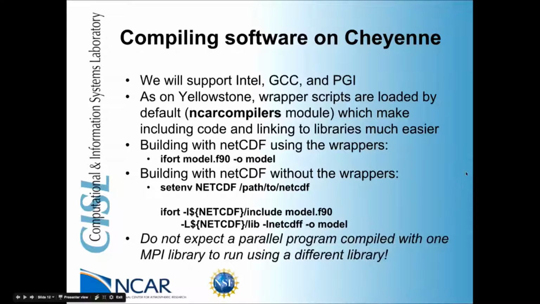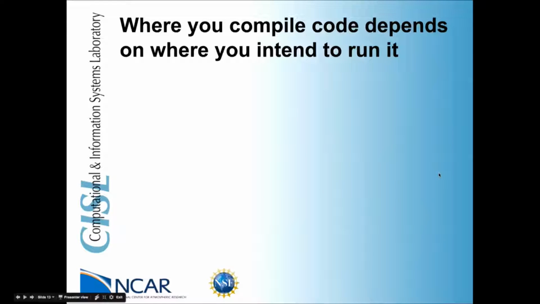Now, I said this before, but let me emphasize, don't expect to run a parallel program using one MPI that you compiled with a different MPI. So if I compiled, let's say, WRF with SGI MPT, and then I tried to run it with Intel MPI, I'm going to have problems. These need to be consistent. So if I build with a certain MPI, I need to use that MPI at runtime as well. It wasn't so much a thing to think about on Yellowstone, since the vast majority of folks just used the system MPI, but since we'll have more options here, it's something to keep in mind.